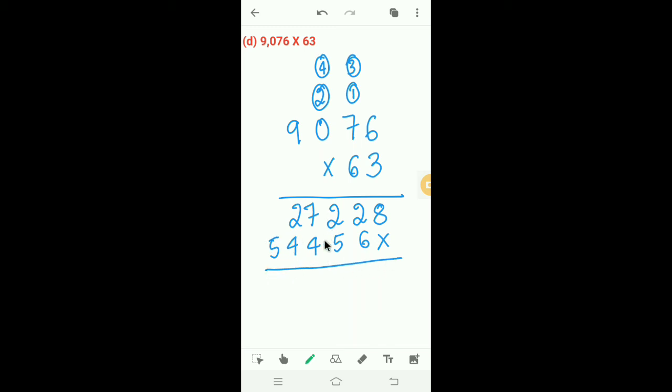Next we should add both the numbers. 8. 2 plus 6 is 8. 2 plus 5 is 7. 7 plus 4 is 11. So I will write 1 here and 1 carry. 2 plus 4 is 6. 6 plus 1 is 7. And write 5 as it is. So the answer is 5,71,788.